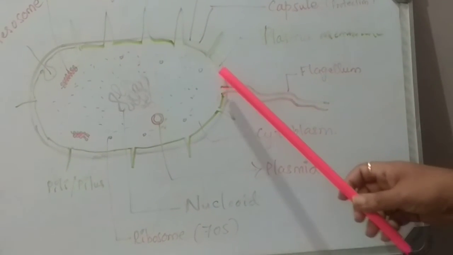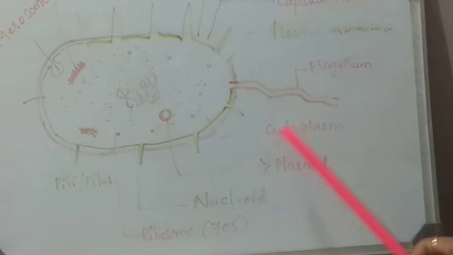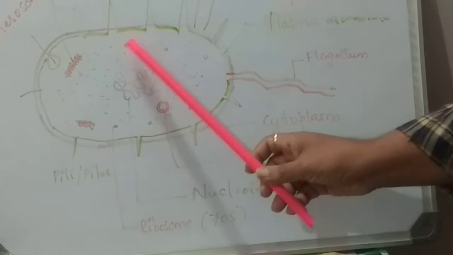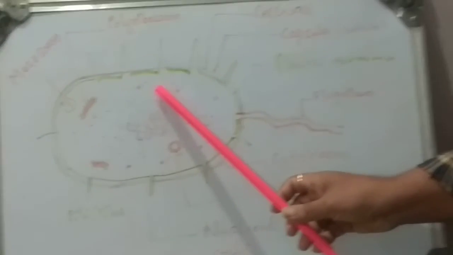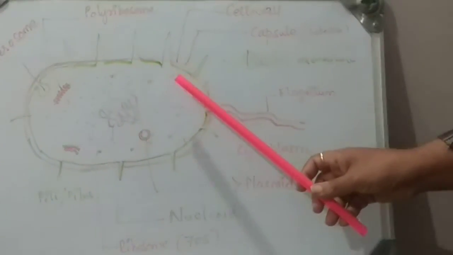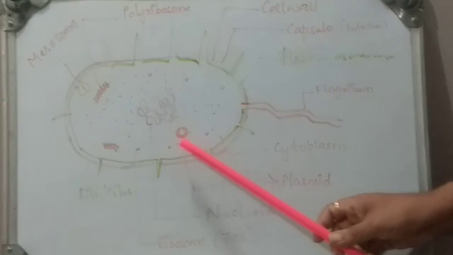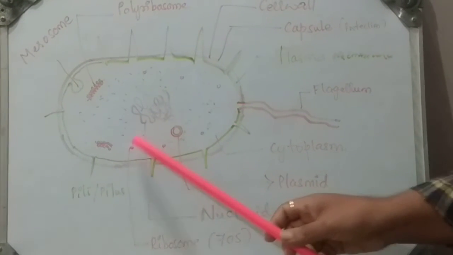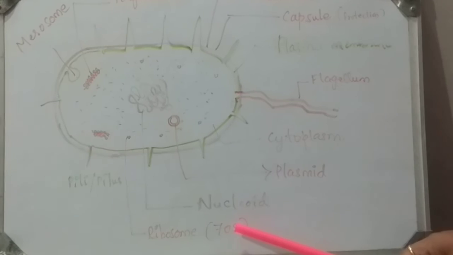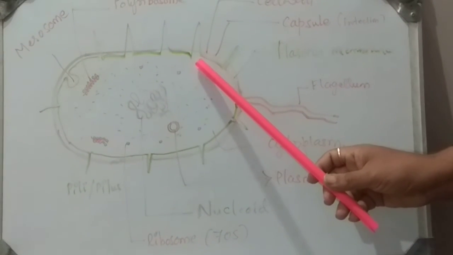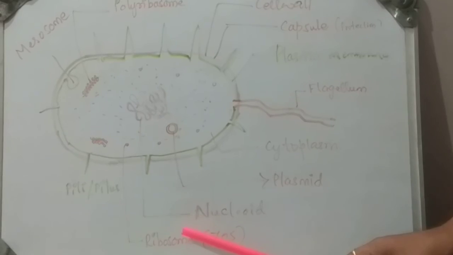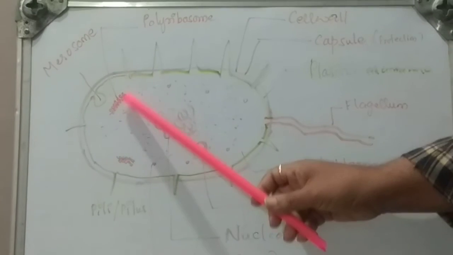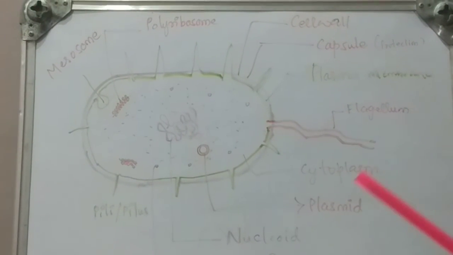Inside the plasma membrane, you can see the cytoplasm. That cytoplasm is very rich in carbohydrates, proteins, lipids, and organic and inorganic salts, including vitamins. Here and there you can see the polyribosomes. These small units are called ribosomes. The ribosomes are always 70S in prokaryotic organisms like bacteria. So these ribosomes are involved in protein synthesis, especially in the polyribosomal condition.